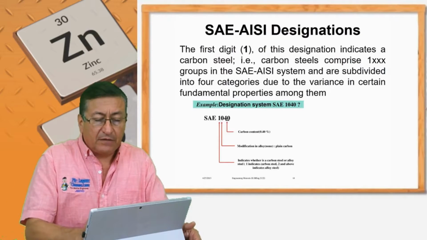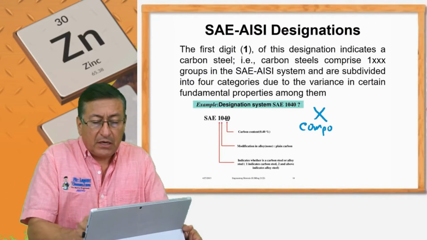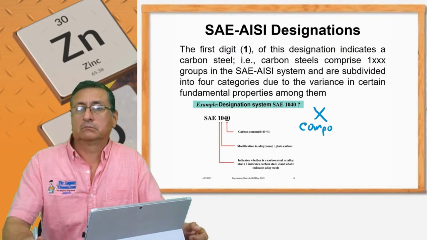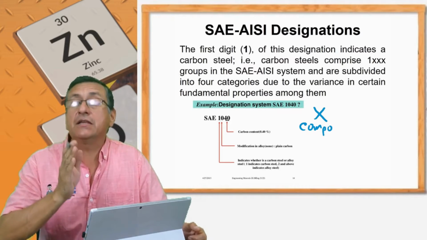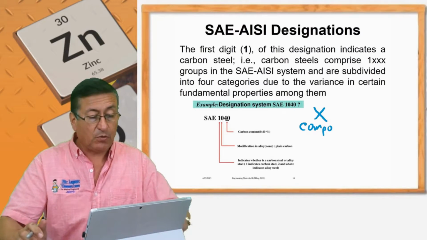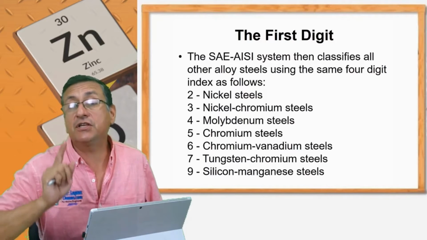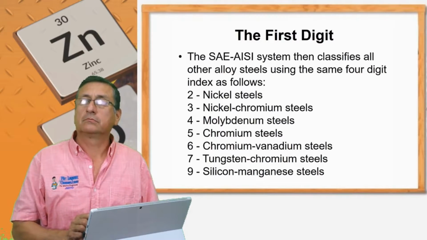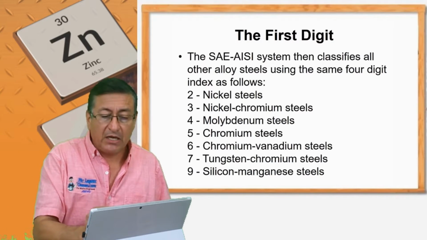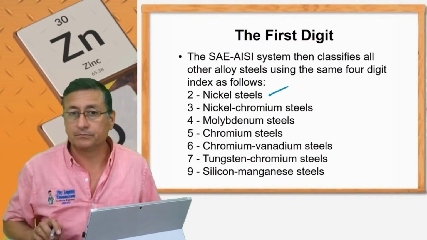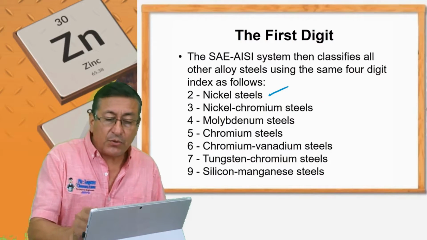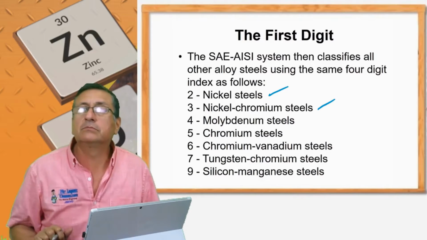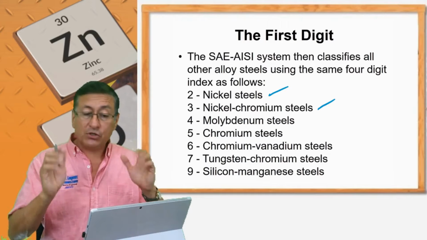The first digit indicates the first component in the alloy. What is the meaning of that? If the first digit is 1, it's because the first component is carbon. If the first digit is 2, it's because the first component is nickel. If the first digit is 3, it's because the first component in the alloy is nickel chromium. It's nickel mixed with chromium.